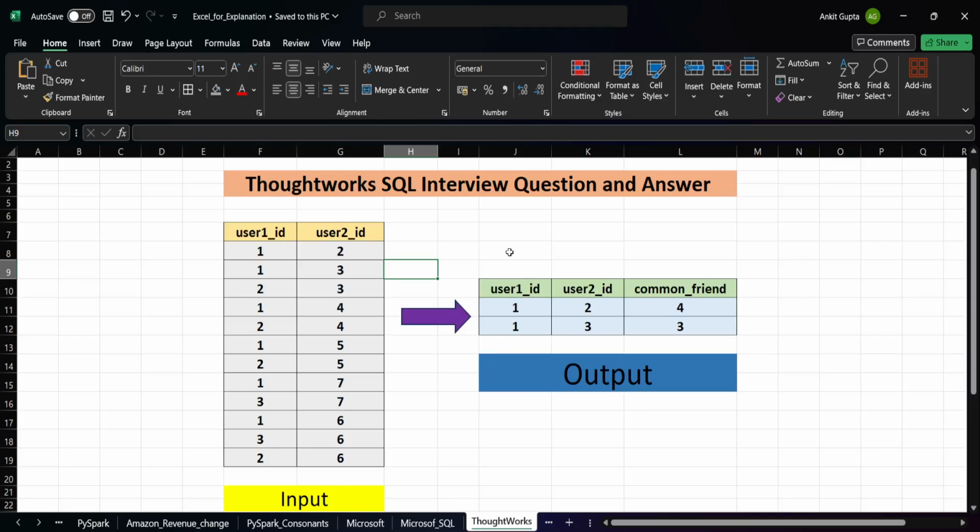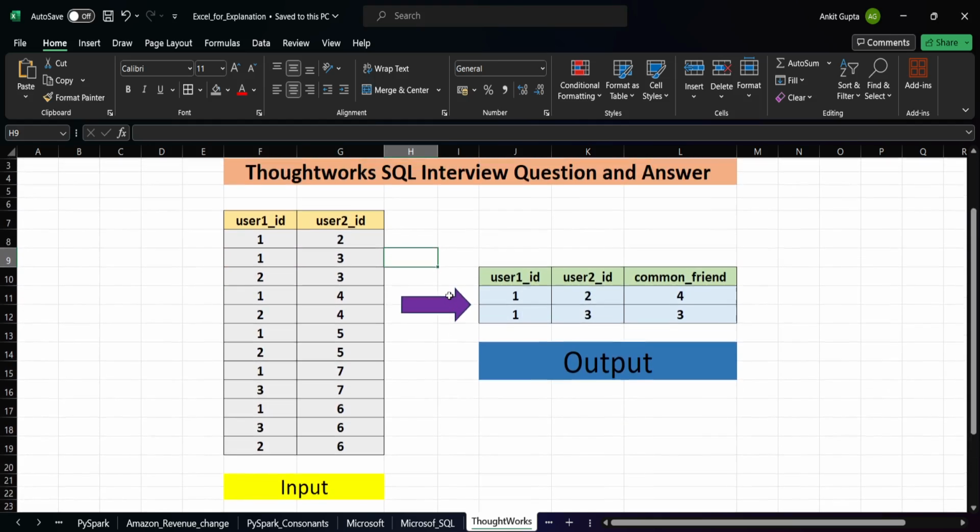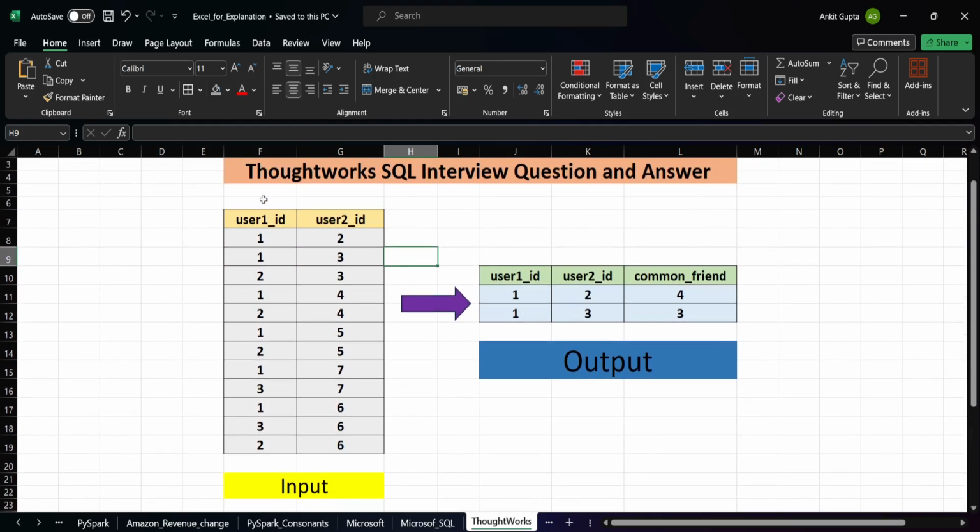So today we will be solving this Thoughtworks SQL interview question. This interview problem is very interesting and you will learn a lot of things. I really found this problem interesting, so let's see the input, the output, and the challenge that we need to solve. In the input, we have only two columns, user 1 ID and user 2 ID, and in the output, we have three columns: user 1 ID, user 2 ID, and the common thread.